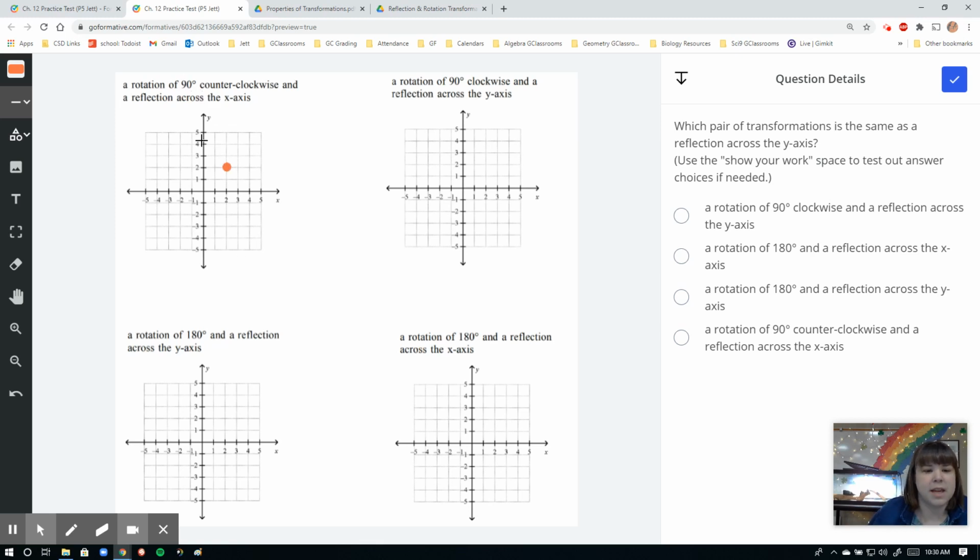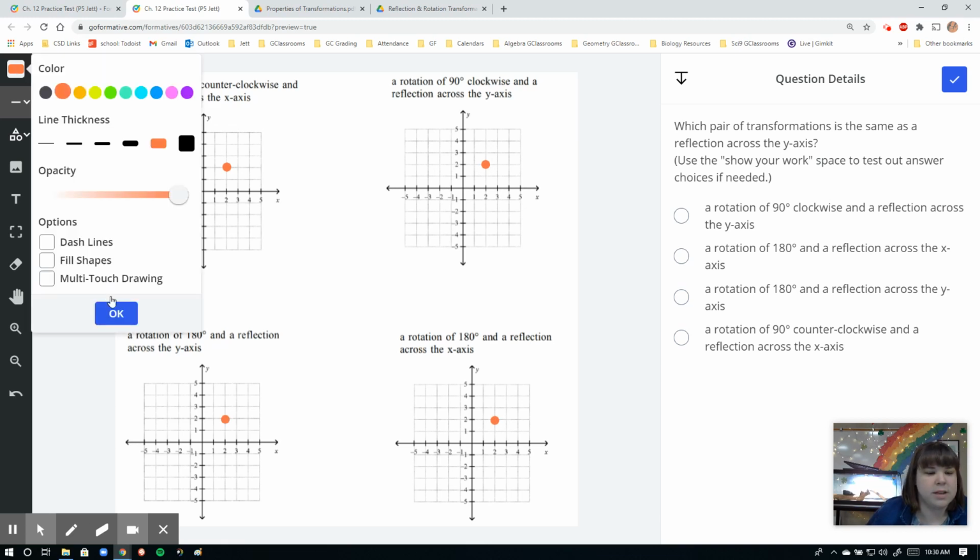And if we did a rotation of 90 degrees counterclockwise, that means that we would move 90 degrees this way. And instead of +2, +2, we would get -2, +2. Actually, I'm going to change the colors. And I'm going to put the same point for each one so we can practice. There we go.